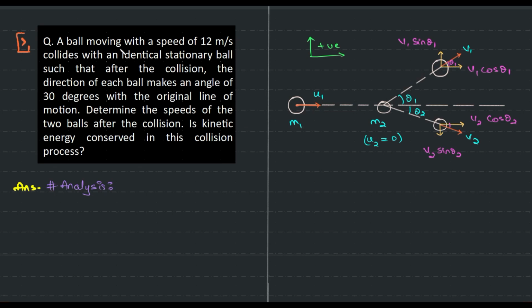So we have a ball that is moving with a speed of 12 meter per second, collides with an identical stationary ball. So here m1 is equal to m2. We don't know the mass, so we'll call this m. Such that after the collision, the direction of each ball makes an angle of 30 degrees with the original line of motion. So this will be 30 degrees and this is 30 degrees. Determine the speed of the two balls after the collision.